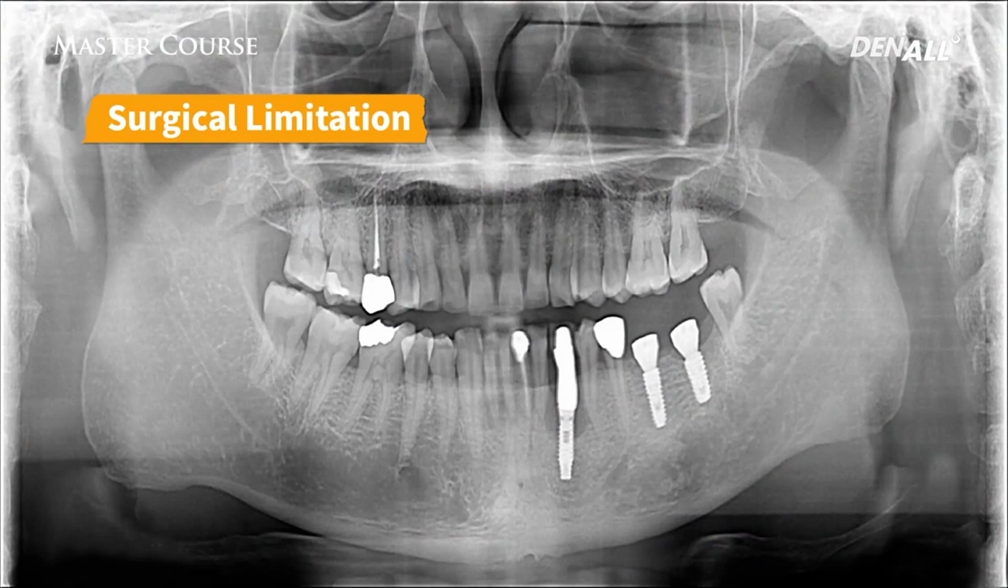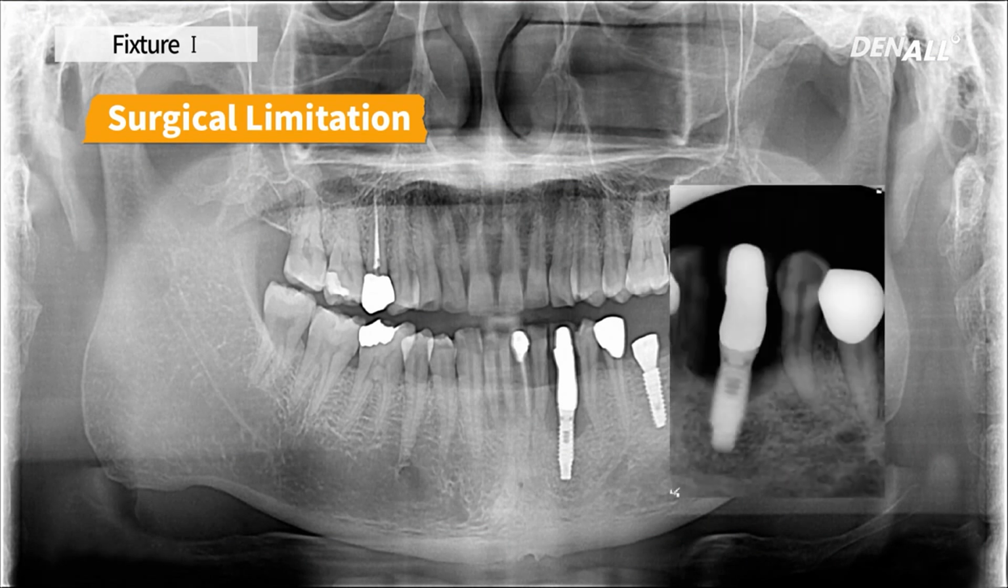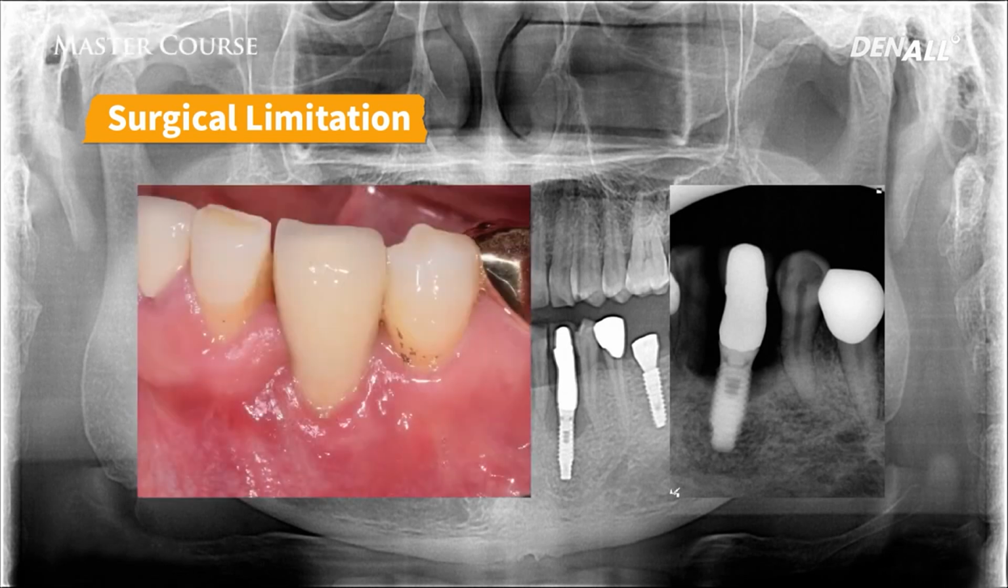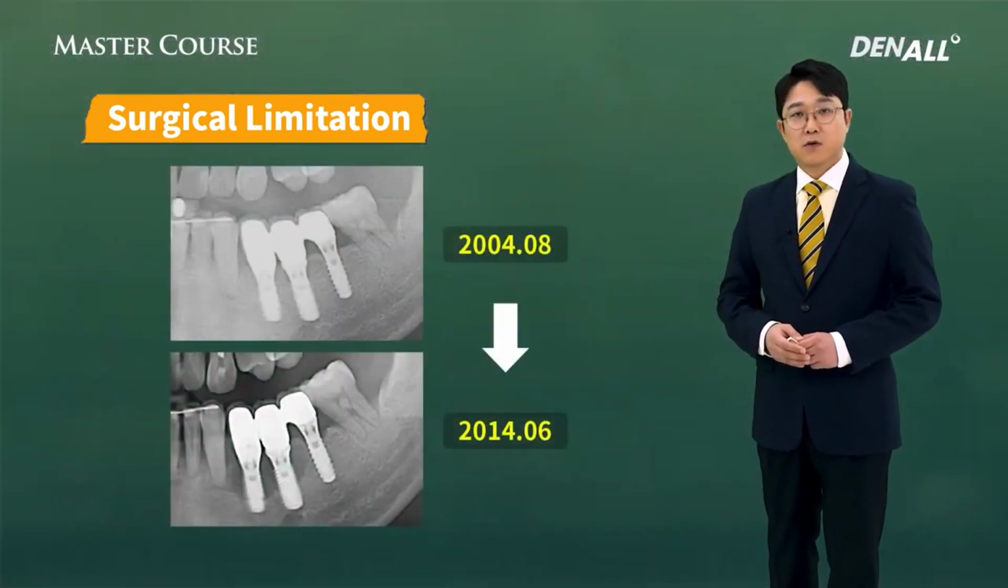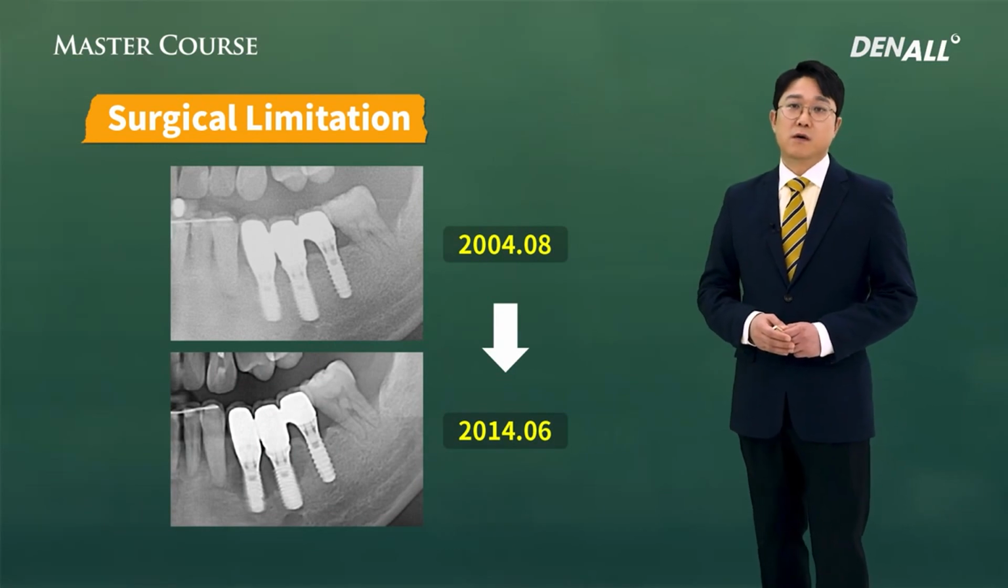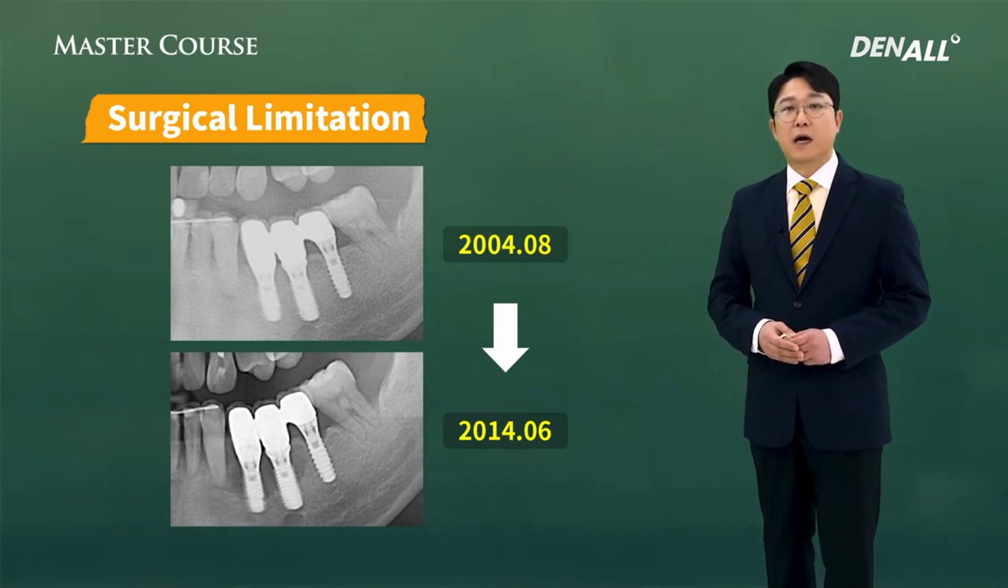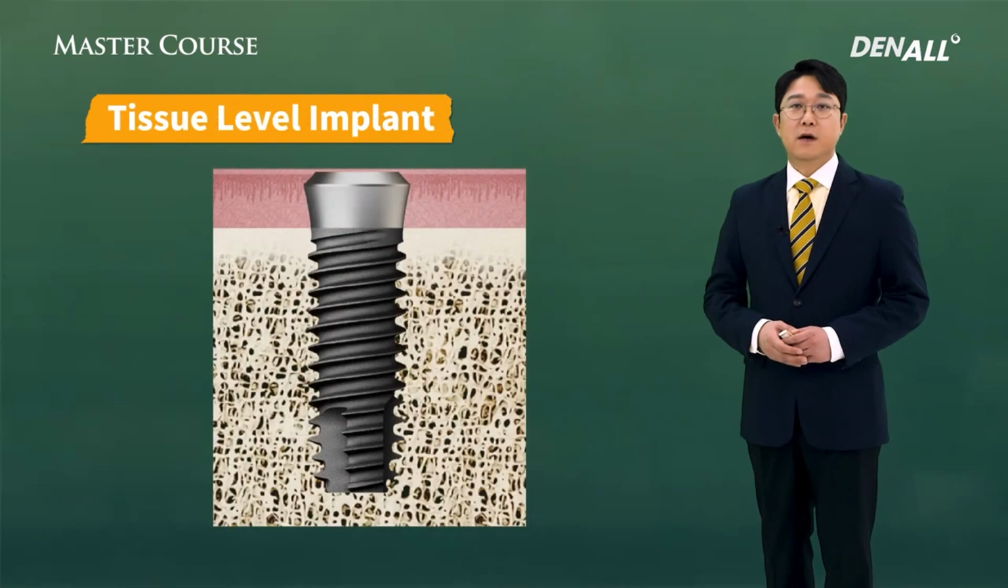In actual clinical setting, the tissue level implant is placed very deep, which results in deep bone resorption. In another case, the tissue level implant is placed at the bone level. Severe bone resorption occurred. So there are many advantages, but surgical and prosthetic limitations exist for the tissue level implant.